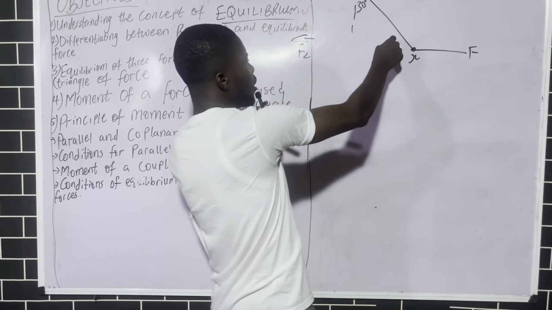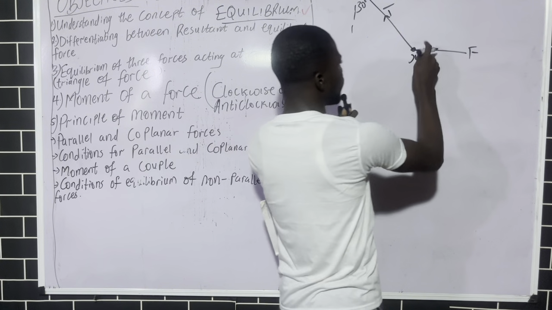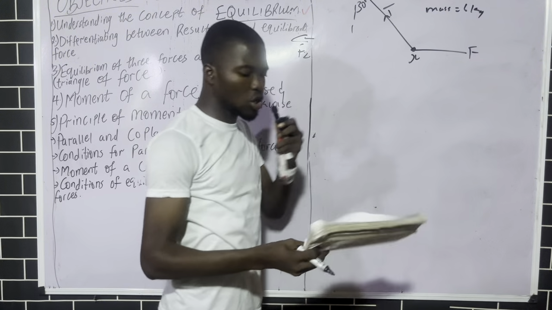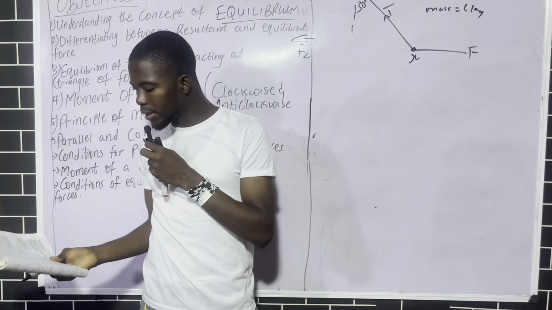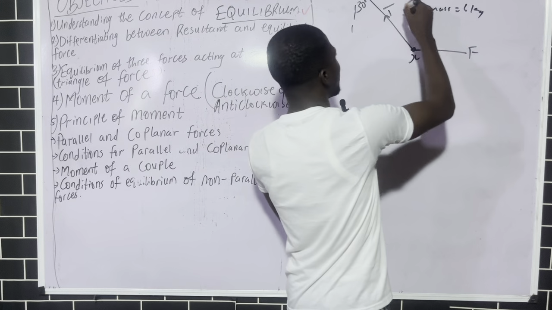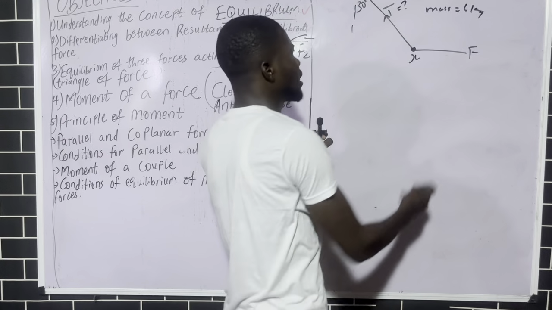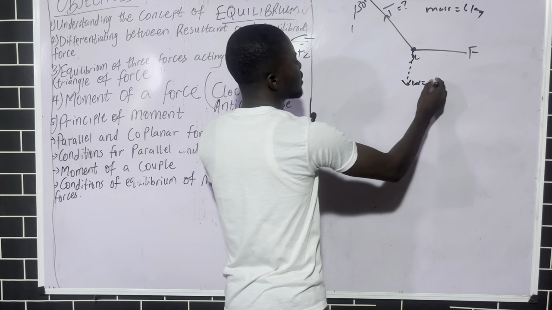It's held in equilibrium by a string. The string has tension T and a horizontal force F. This body has a mass of 6 kilograms. Now the question says, find the tension in the string. We should look for T. What is T? Okay, so definitely this is a body. It has a mass, so it will have what? A weight. So the weight will be 6 times 10, right?